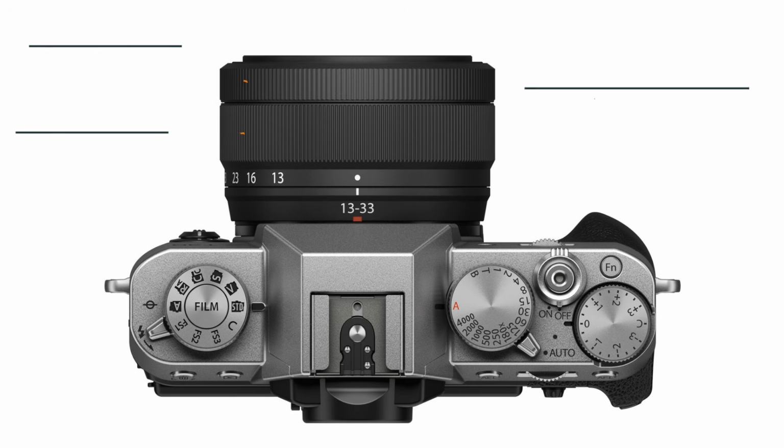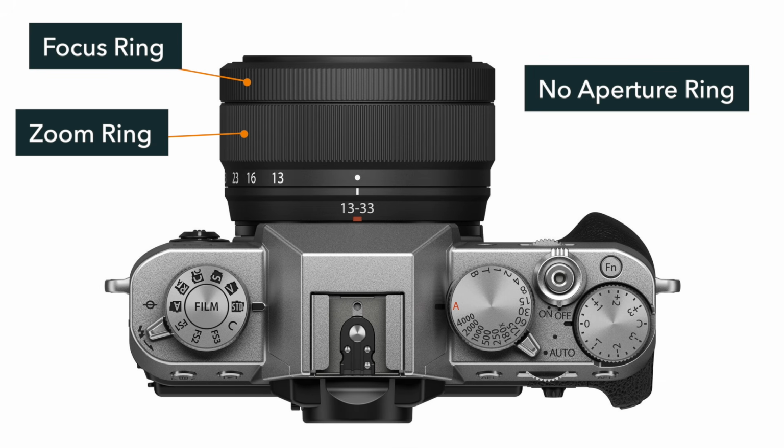If you just got an X-T30 Mark III and you're having trouble figuring out how to change the aperture, don't worry, you're not alone. It happens to a lot of people because there are so many ways to change the aperture, and they're different depending on what kind of lens that you have. So we're going to look at how to change aperture on the X-T30 Mark III, starting with how to do it with a kit lens.